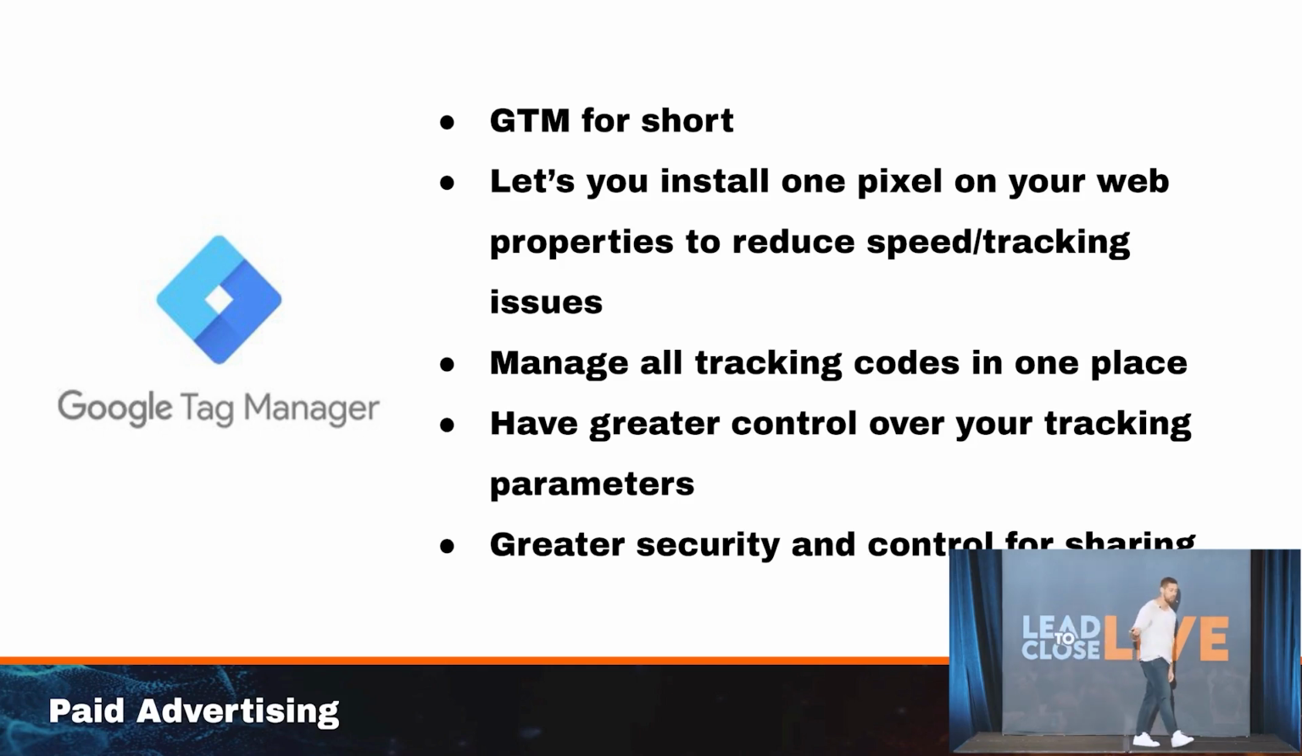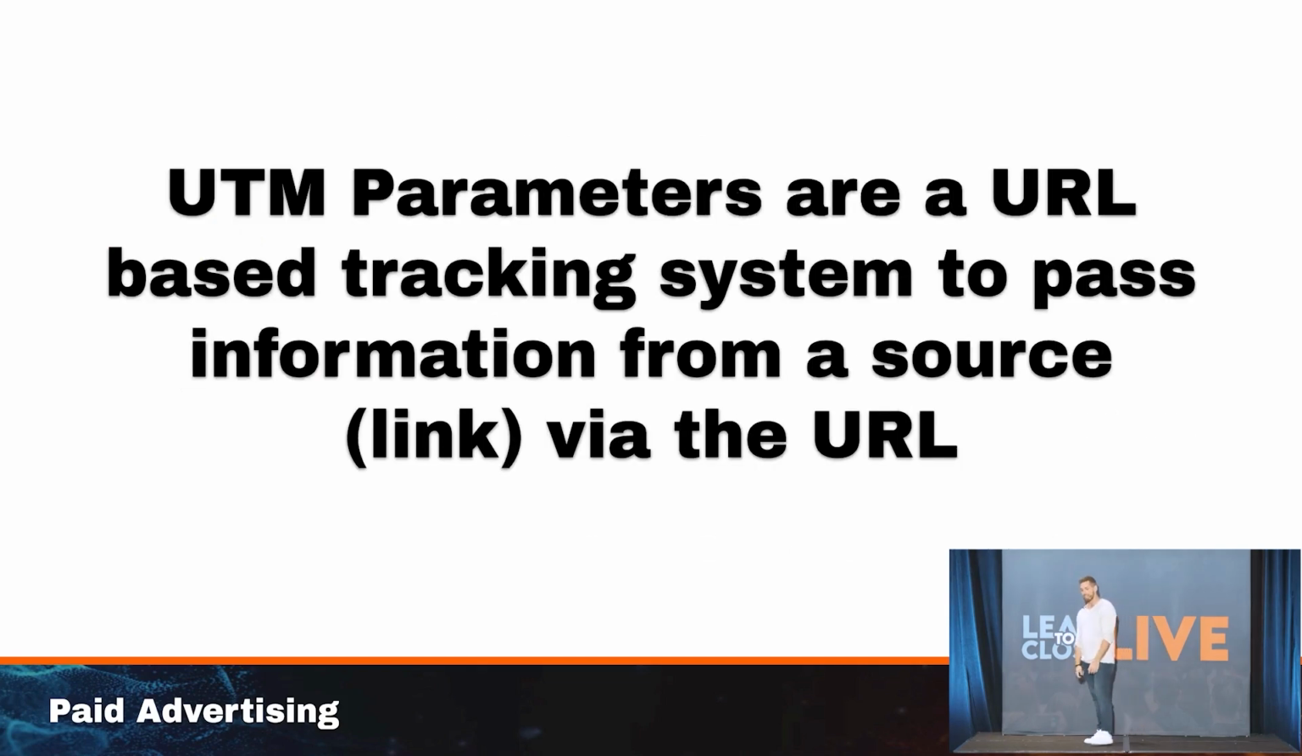Okay, you have greater control over the parameters that you're tracking. So in Google Tag Manager, you can set up when someone visits this page, they stay for 30 seconds, they scroll 50% down the page, fire this pixel, right? Then you're only tracking something specific to what you want, okay? That is that. The next tracking piece that you will want to implement is UTM parameters.